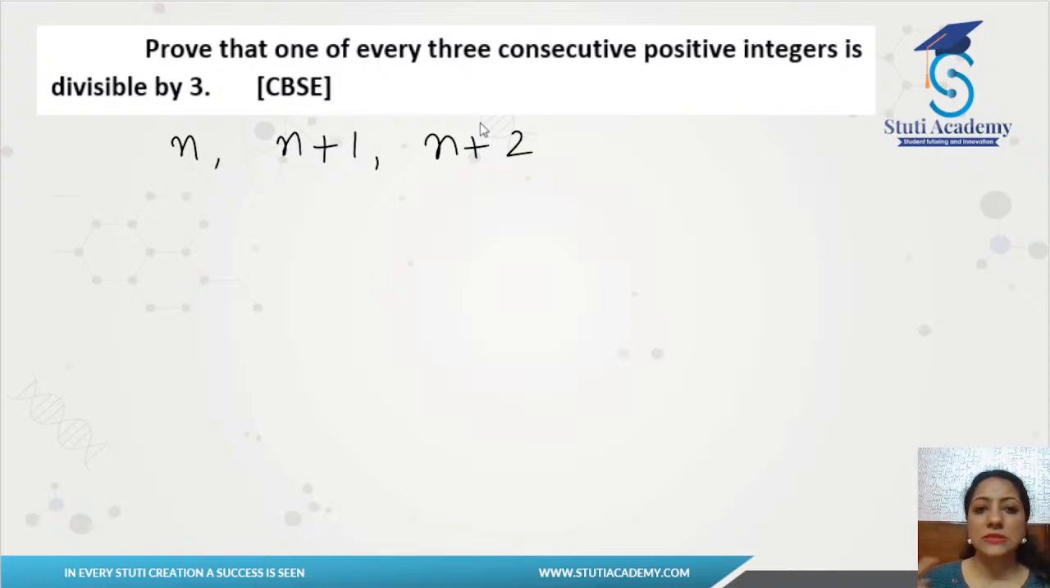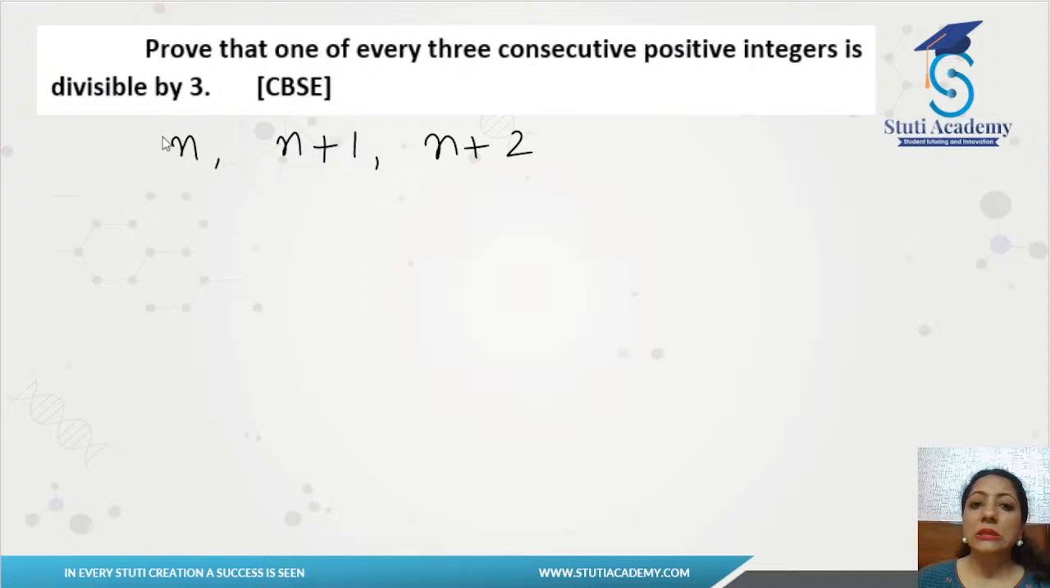Like we have 3, then 4 and 5, then 6 is divisible by 3, then 7 and 8 are not divisible by 3. 9 is divisible by 3. Then we have 10 and 11 not divisible by 3. Then we have 12 divisible by 3, and so on. So every third positive integer is divisible by 3.